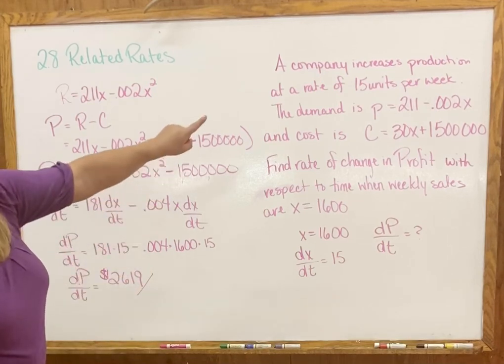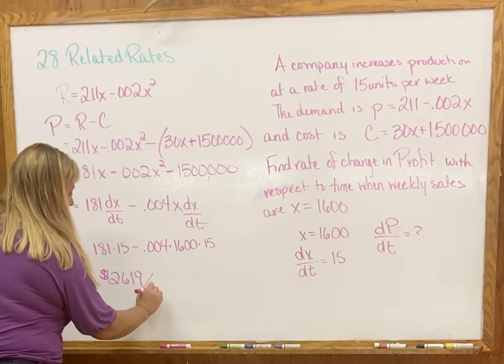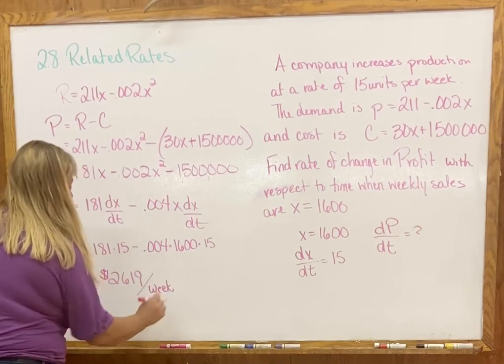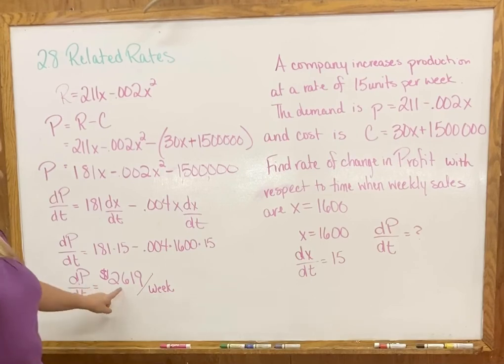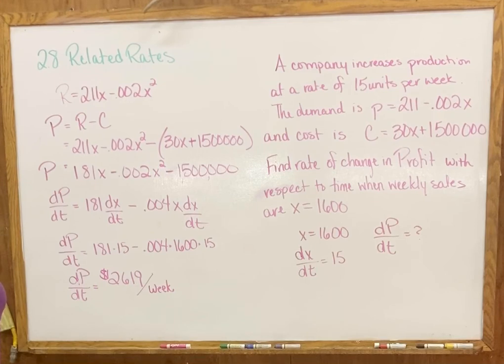Now remember that this is dP/dt, so profit is in dollars, and this is per, what was our time in? Weeks. So when the company is producing 1,600 of whatever these units are, and they're increasing the rate at 15 units per week, they're seeing an increase in their profit of $2,619 per week. So again, it tells you that, yeah, that increase in production is helping them out.